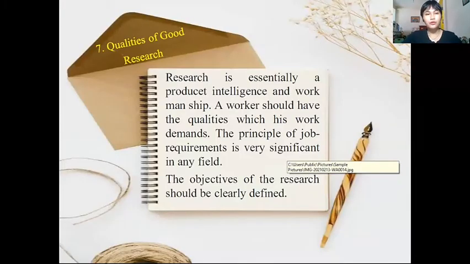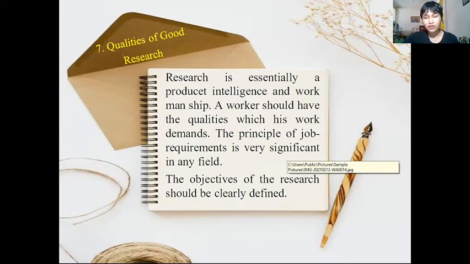And now we are going to talk about the qualities of good research. Research is essentially a product of intelligence and workmanship. A worker should have the qualities which his work demands. The principle of job requirement is very significant in any field. The question of the qualities of a good researcher matters much more to a research guide than to the researcher himself.